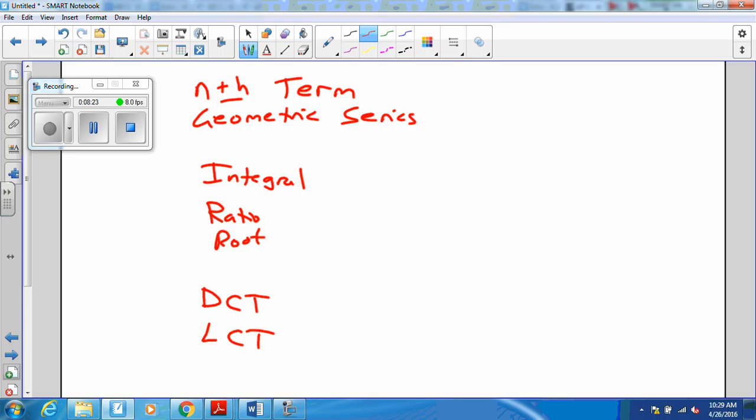What other special series have we seen? The harmonic series. P series, yep. There's one more special type we didn't see a lot. Occasionally shows up, the telescoping series. Let me put this over here. Integral, ratio and root. Unless I'm missing something, I think this covers it.